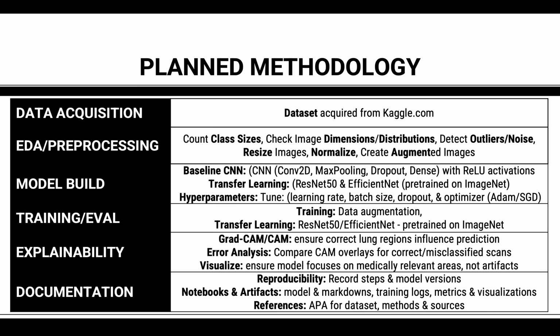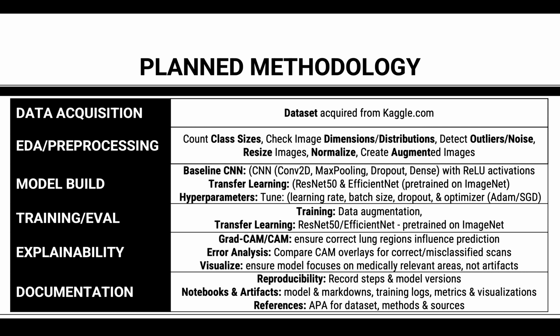The methodology follows a structured pipeline. First, the dataset is acquired from Kaggle, followed by pre-processing, which includes checking class sizes, resizing images, normalizing pixel values, and generating augmented images. Next, I will build a baseline CNN with layers such as convolution, max pooling, dropout, and dense layers. I'll then extend this with transfer learning using pre-trained models like ResNet 50 and EfficientNet to improve performance.